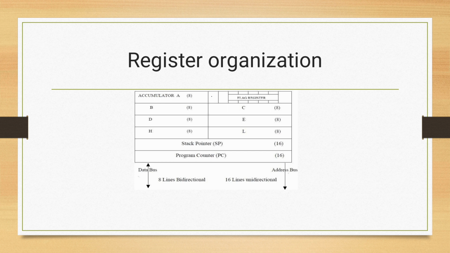So this is the register organization which I have discussed in previous slides. Here you can see accumulator, which is also an 8-bit register, and there is a flag register which is also 8-bit, and there are some general purpose and special purpose registers B, C, D, E, H, and stack pointer, program counter. Of all these, the stack pointer and program counter are the 16-bit registers.